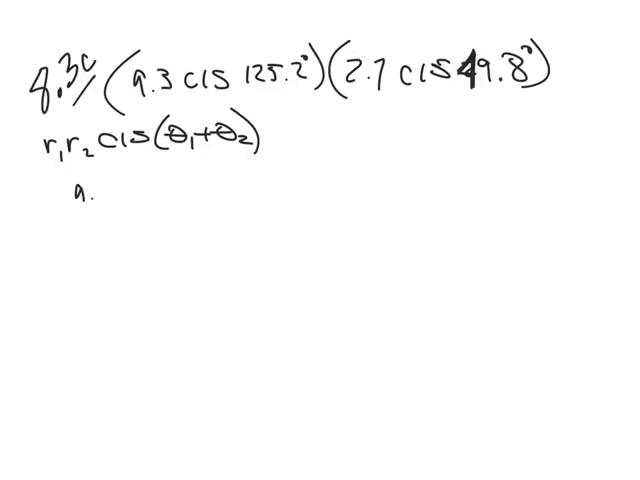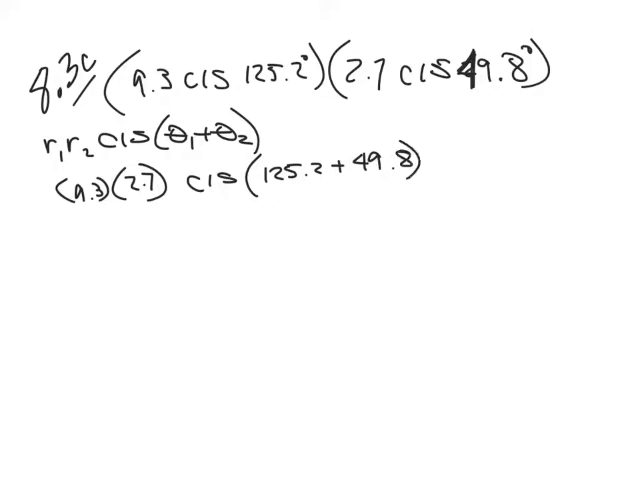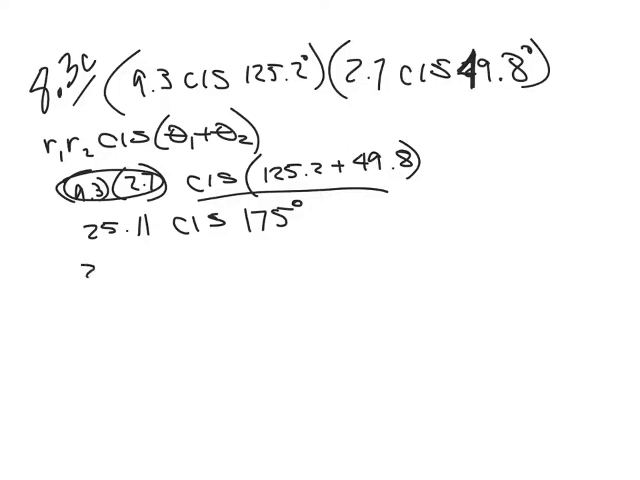Alright, so 9.3, first R, second R, and we're going to multiply that by cis, first theta, second theta, okay, and then we're going to split that up. Now, first of all, let's go ahead and multiply and add our angles. So 25.11 for this cis, and our degree that we're going to add is 175 degrees. Now let's go ahead and split them up.